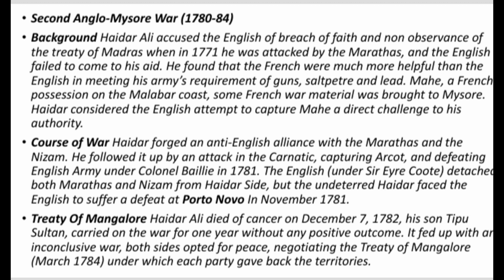Now, in the course of the war, Hyder forged an anti-English alliance with the Marathas and the Nizam. He followed it up with an attack in the Carnatic, capturing Arcot and defeating the English army under Colonel Baillie in 1781. In the meantime, the English under Sir Eyre Coote detached both the Marathas and the Nizam from Hyder's side, but he was undeterred.